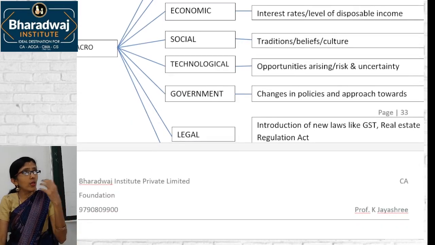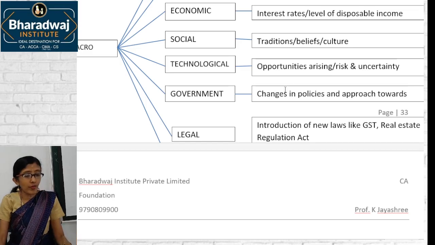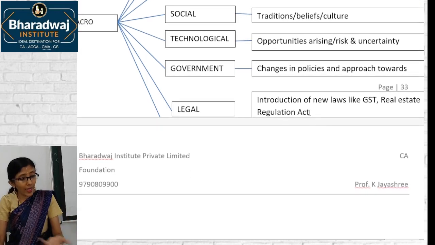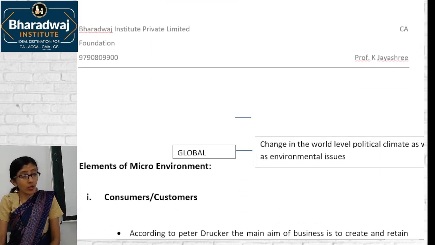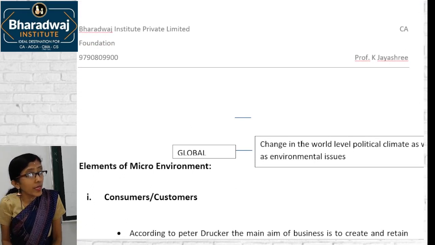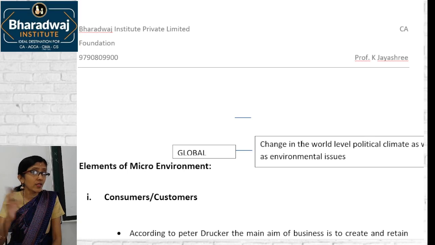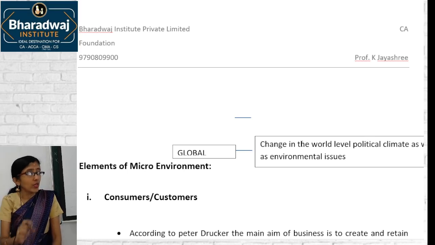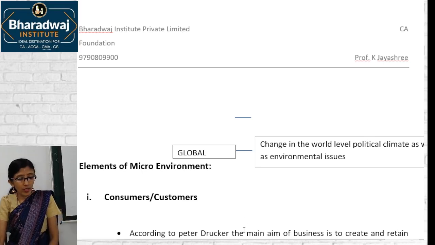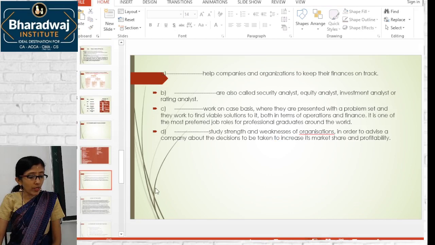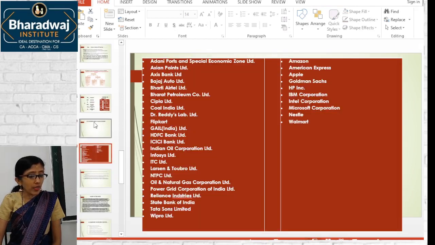Technology, you know how technological advancement plays a very important role, risk and otherwise. And government, the policy approaches, etc. Acts, some of the acts are there. And globally, I think we saw international events. You remember differences in the markets and conditions internationally. All this comes under your macro environment. Okay, so that part you have to know very well. So that is what I've tried to sum up in this particular category.